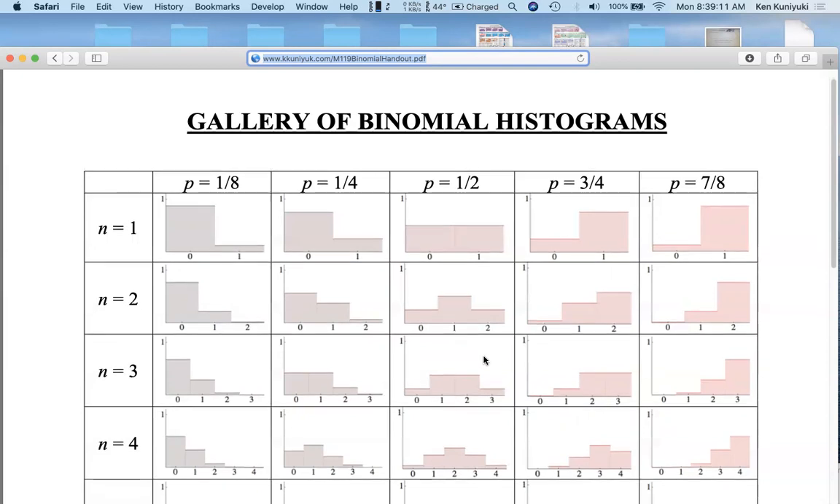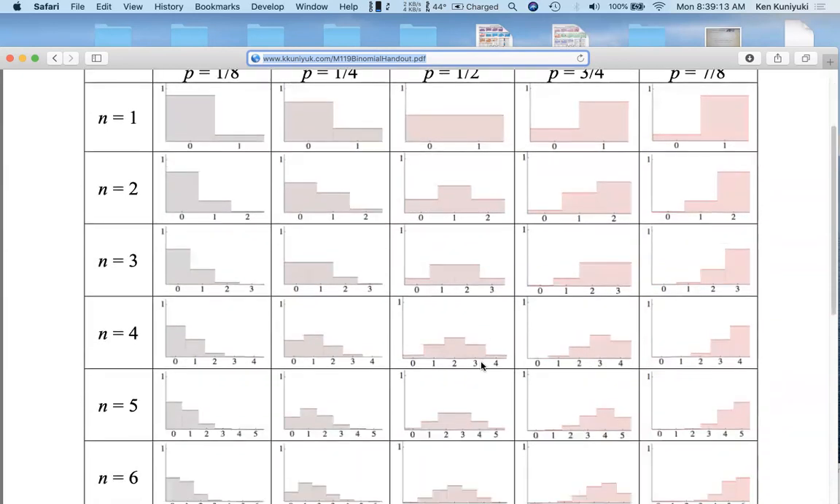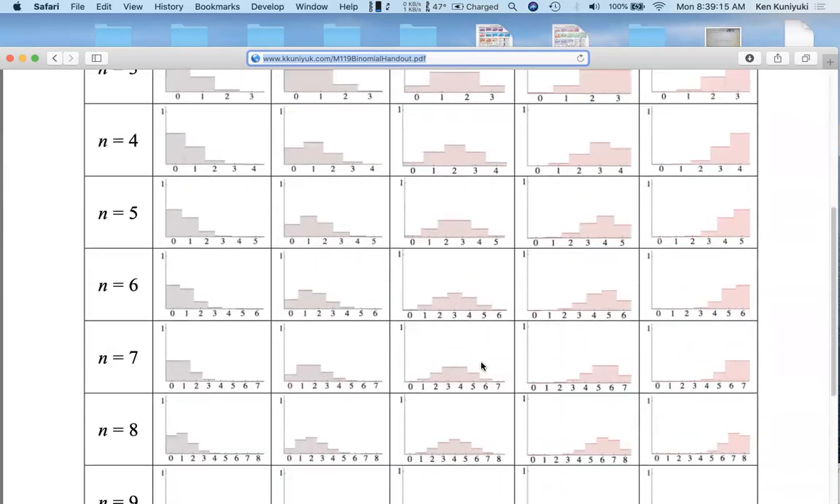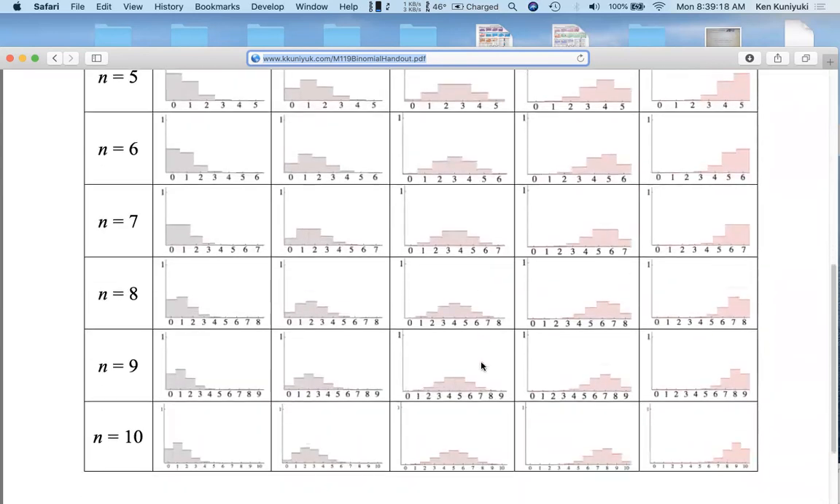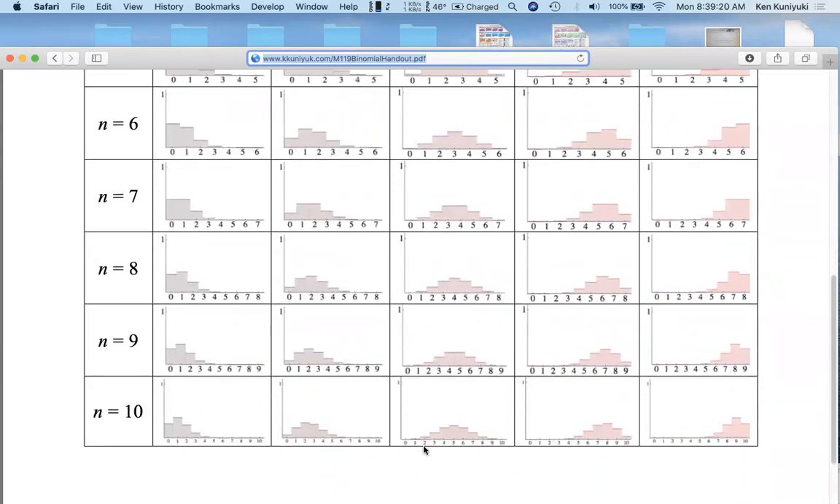Now let's examine these binomial histograms and notice, especially in that center column, as n gets larger and larger, n equals 10, p equals 1/2. This is the simplest binomial histogram that we're going to approximate with a normal bell curve. Something to look forward to.